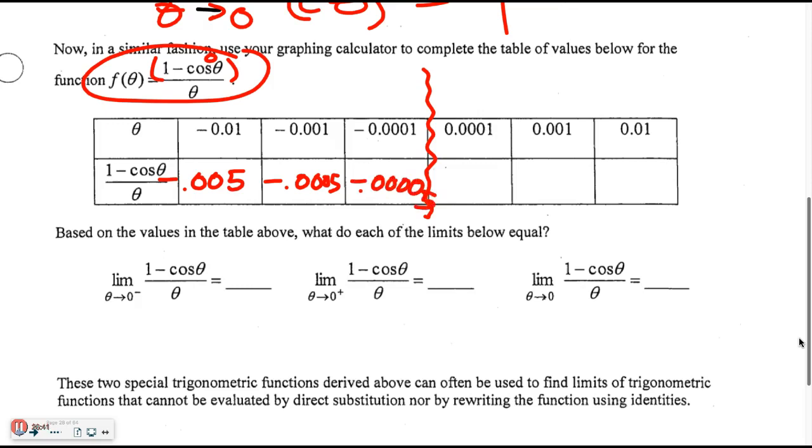Okay. What do you think it's creeping up on based on the table as we come in from the left? What number? It's getting really 0. Yeah, it's getting very close to 0. As I come in from the right, guess what happens? The exact same thing, except this is positive 0.0005.